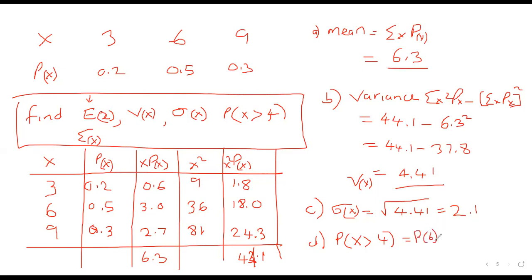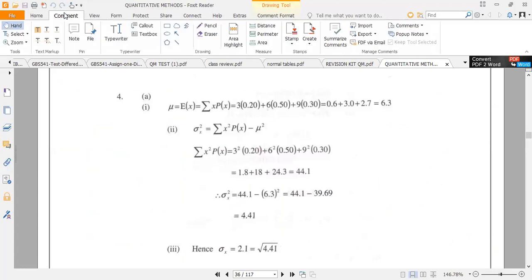So what are the probabilities of 6 and 9? 0.50 and 0.30, which is 0.80. Excellent. So let's verify the solutions. If you're going to the pamphlet, check it. You'll find that the solutions are in tandem with what you found. If you're not using the table, this is still correct.